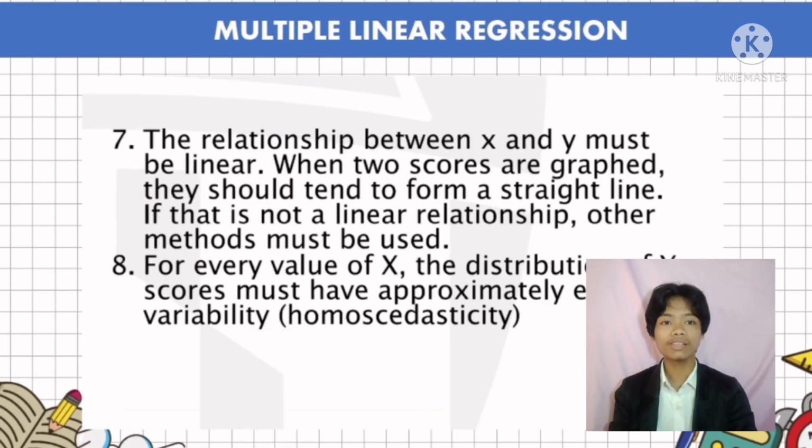Assumption 7 is that the relation between x and y must be linear. When two scores are graphed, they should tend to form a straight line; otherwise, it is not a linear relationship and our methods must not be used. So for every value of x, the distribution of y scores must have approximately equal variability, or homoscedasticity.